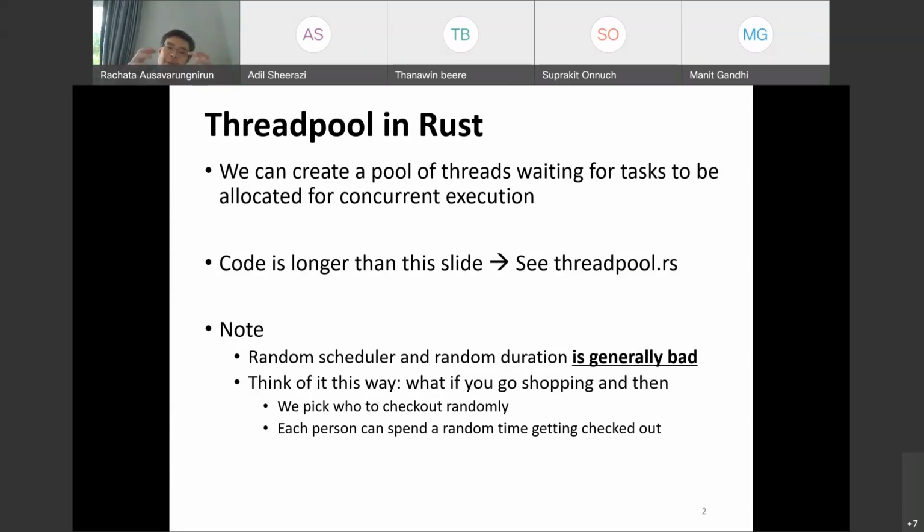That's why if you propose a scheduler that says, hey, I'm going to pick a cart randomly and check them out, that would be a bad policy. Everyone would be angry, right? Imagine you have to queue up and the person doing the checkout randomly picks who gets to check out each time. Everyone will be angry, right? But that's the implementation we have in Threadpool.rs. That's the simplest one, right?